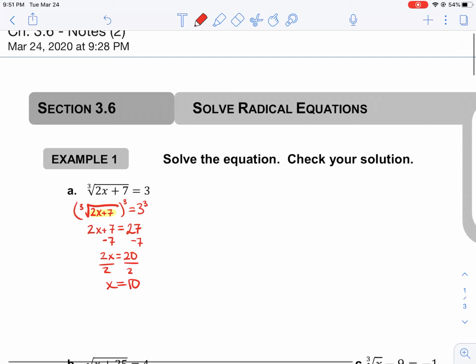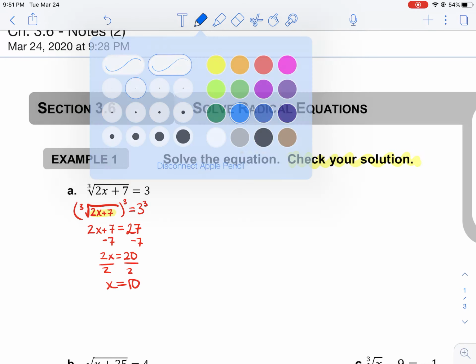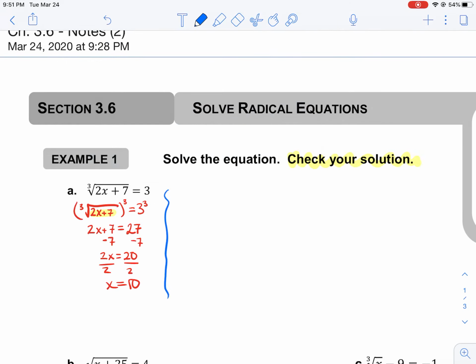I want you to notice something here, and this is in your homework too today. It says check your solution. I do want you to do that. So what checking your solution looks like, if it says x equals 10, you're going to plug x equals 10 into this original equation. So you take the third root of 2 times 10 plus 7 equals 3, and then you solve and make sure this gets to 3. Use order of operations.